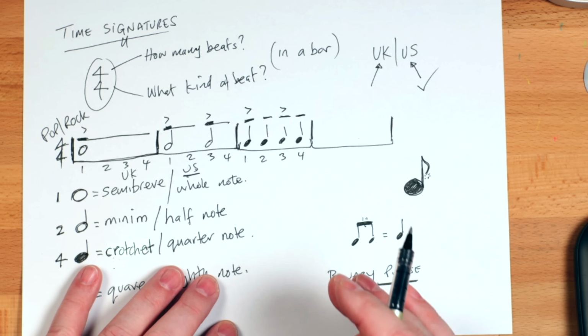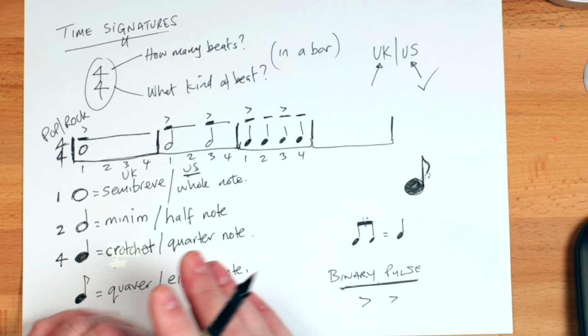1, 2, 3, 4. 1, 2, 3, 4. So if I'm going like this, and this is flat, this is the job of the binary pulse. It tells you where the 1 is. And if you don't know where the 1 is, you are lost rhythmically. So you always need to know where the 1 is. So if I'm doing this, we've no idea where the 1 is because it's just even. And the binary pulse, what it does is it puts accents on beats 1 and 3 when we're in 4/4.